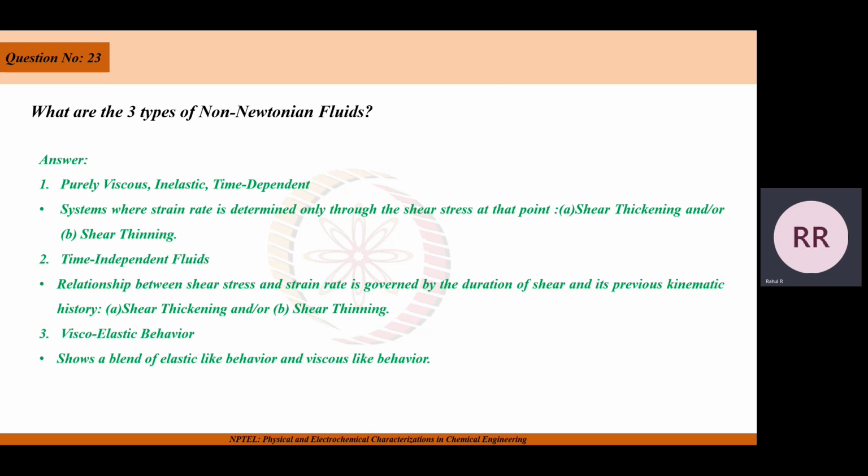The last one is viscoelastic behavior. It means that it shows a blend of elastic-like behavior and viscous-like behavior. So there are materials which show a blend of elastic-like and viscous-like behavior, and those are called non-Newtonian fluids. I hope you were able to understand the answer. Now let us not waste time and move on to the next question.